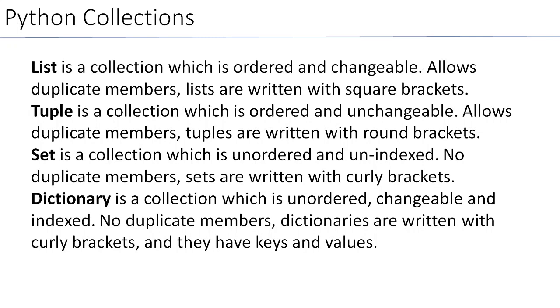A set is a collection which is unordered and unindexed. So it is not ordered, and you cannot find anything with an index, and no duplicate members are allowed. It is written with curly braces. A dictionary is a collection which is unordered, changeable and indexed, and no duplicate members. Dictionaries are written with curly braces, and they have keys and values. So that's about the Python collections.